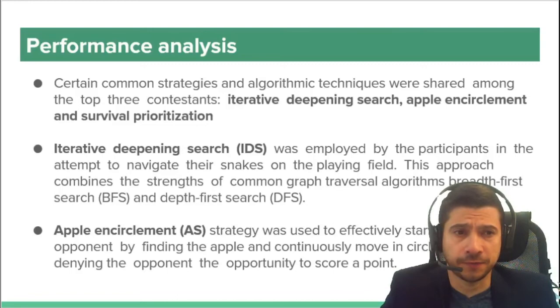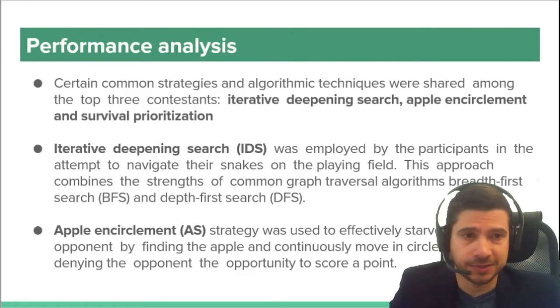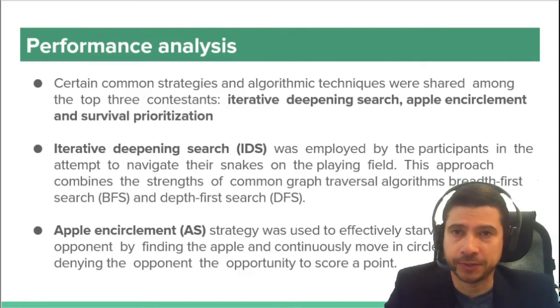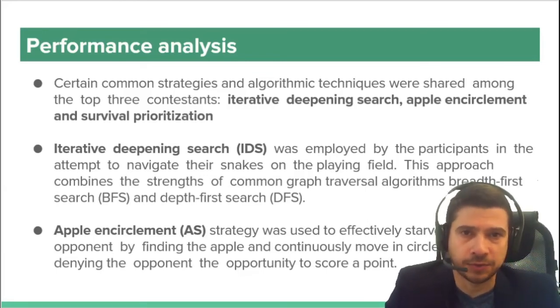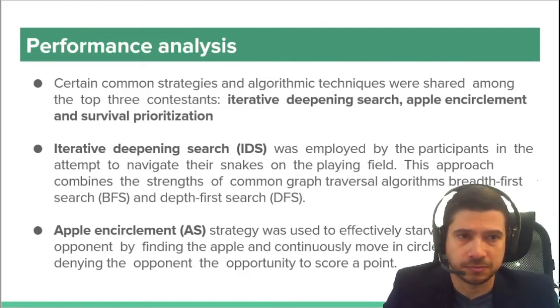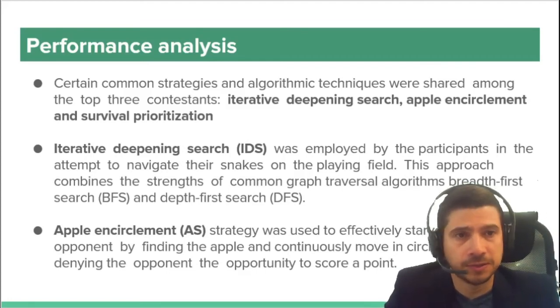So what was the takeaway from the performance of the competitors? Some techniques or heuristics were more utilized by the competitors. We would like to stress the iterative deepening search, which is an algorithm that combines characteristics of both BFS and DFS. I'm sure you are familiar with these techniques. And the interesting thing is that the first two places in the competition, the champion and the runner-up, utilized this algorithm. So this says a lot about the efficiency of iterative deepening search.